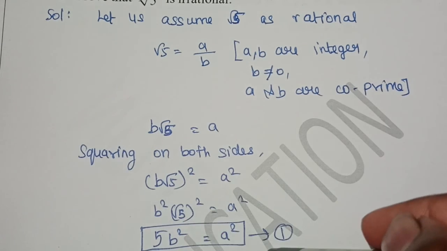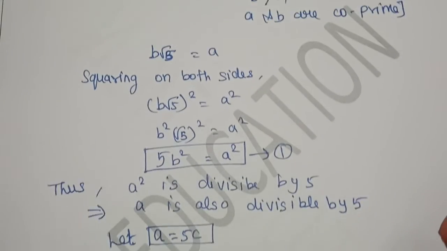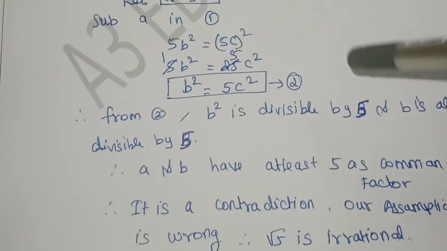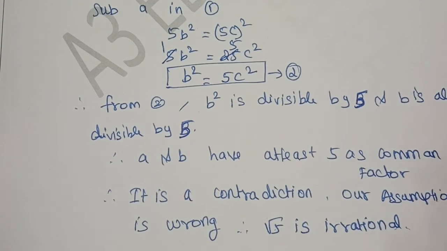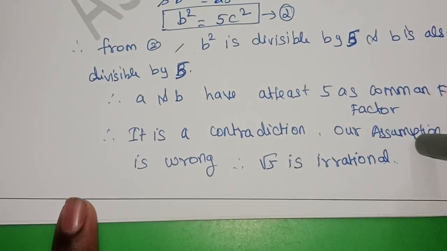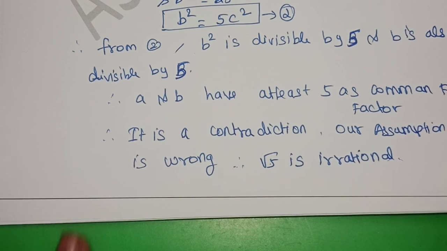Therefore a squared is divisible by 5, therefore a is also divisible by 5. Therefore we assume that a is equal to 5c, and on substituting, b is also divisible by 5. Therefore they have 5 as a common factor, which is not possible in our condition. Therefore it is a contradiction. Our assumption is wrong. Therefore root 5 is irrational. Okay, thank you.